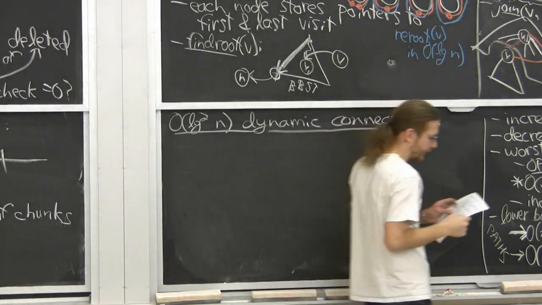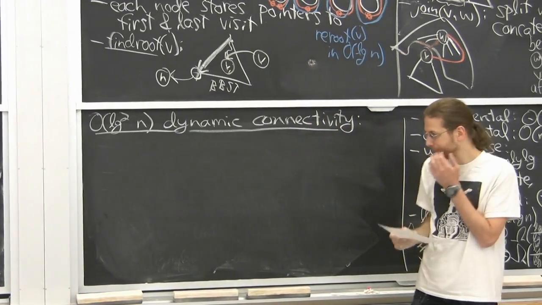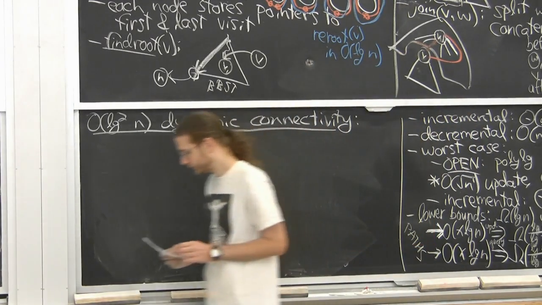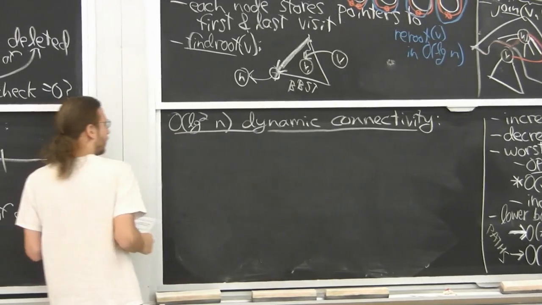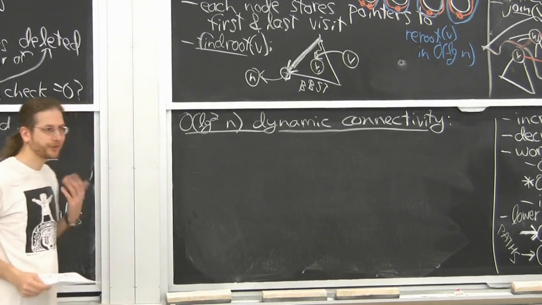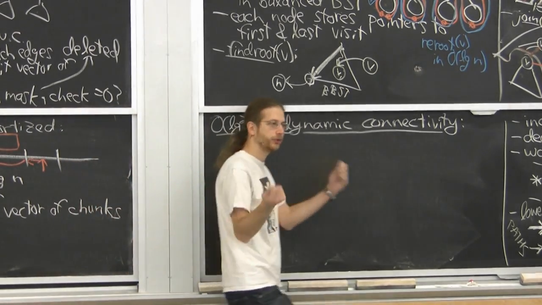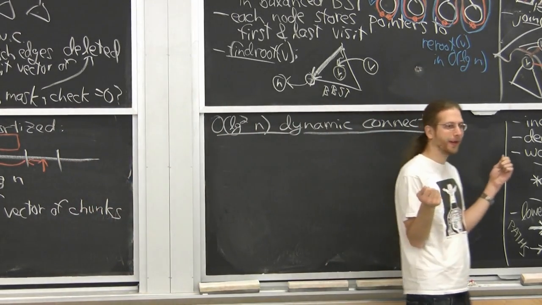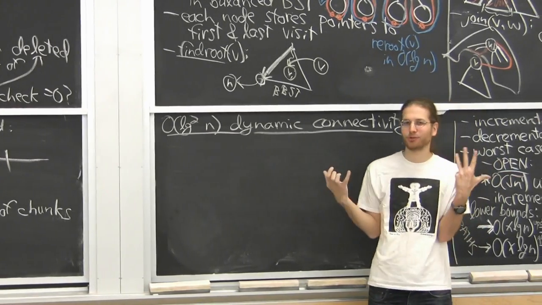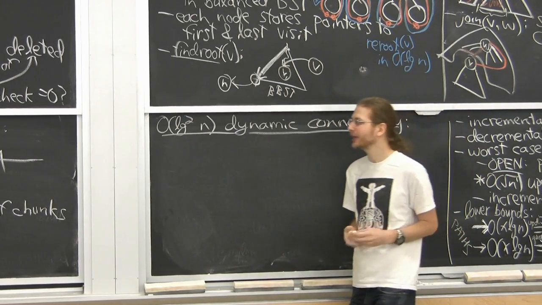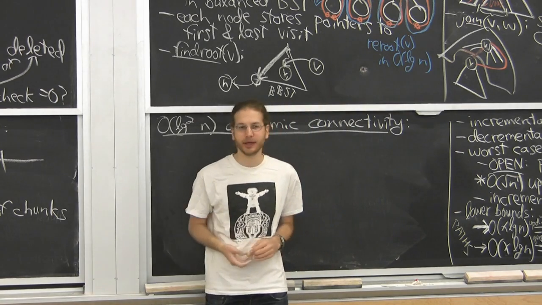This is a result by Holm, de Lichtenberg, and Thorup. 2001 is the journal version. OK, so we want to solve dynamic connectivity. We want to understand, in general, when 2 vertices are in the same connected component or not. That sounds tricky. We're going to do that in a pretty simple way at a high level.